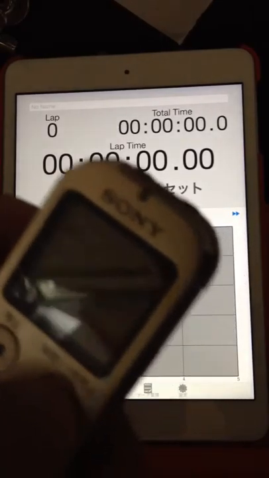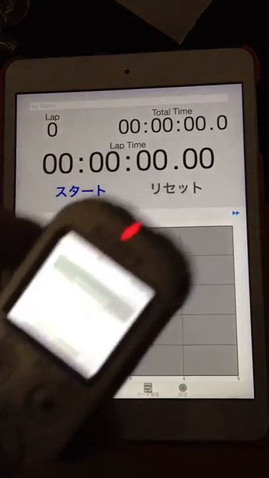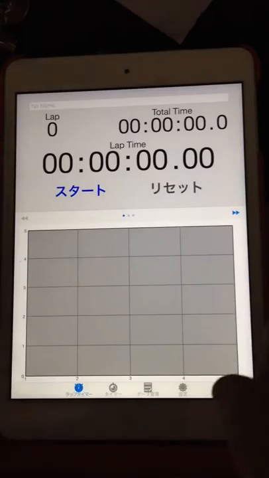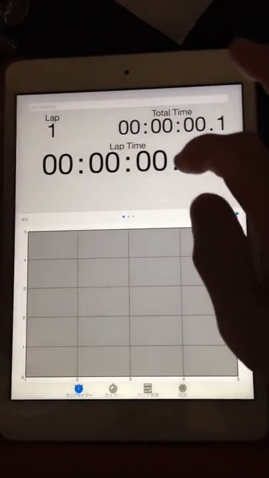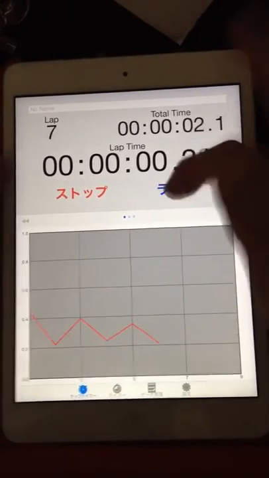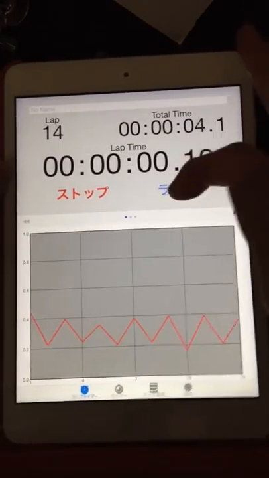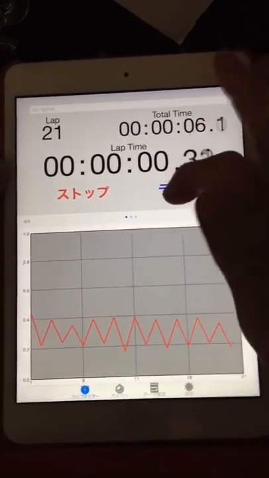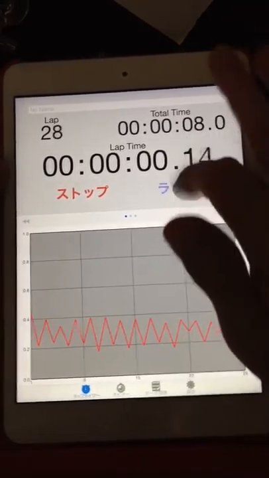Let's start singing and tapping. 1, 2, 3, 4.